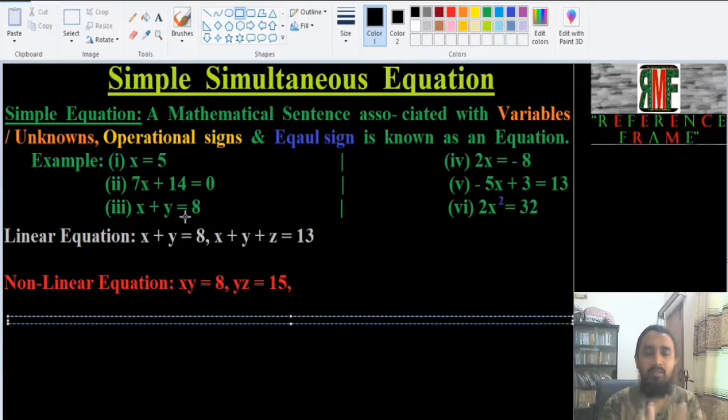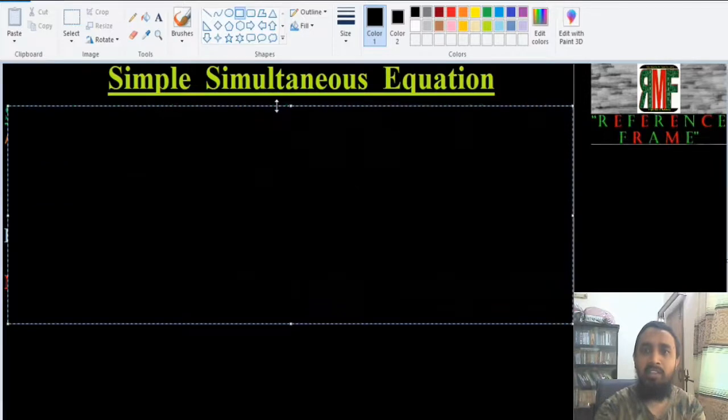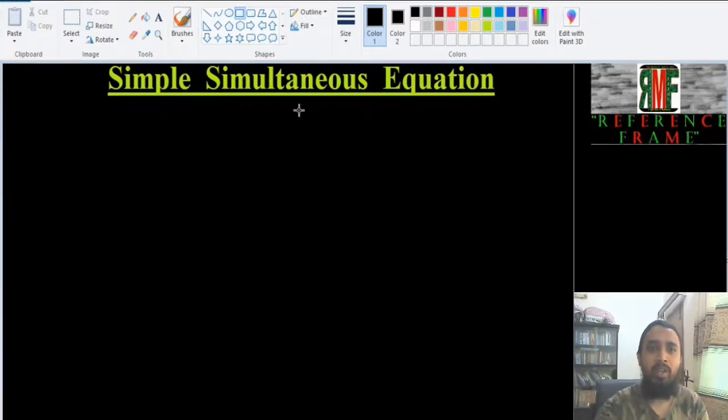So in this grade we're going to discuss how to solve this kind of equation. When there is a dependency between the variables, these are known as simultaneous equations. And why simple? Because the index must be 1. That means you are just dealing with linear simultaneous equations, which are known as simple simultaneous equations. Now let's go to our chapter, simple simultaneous equations.